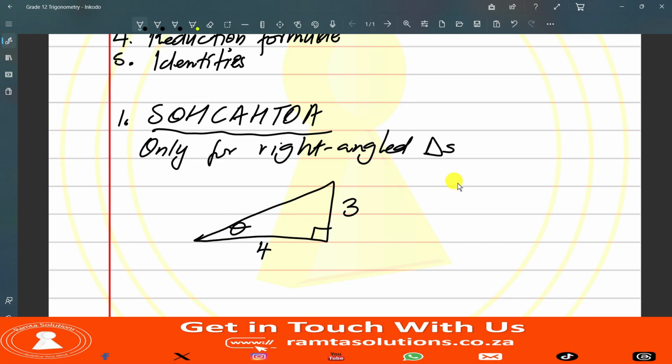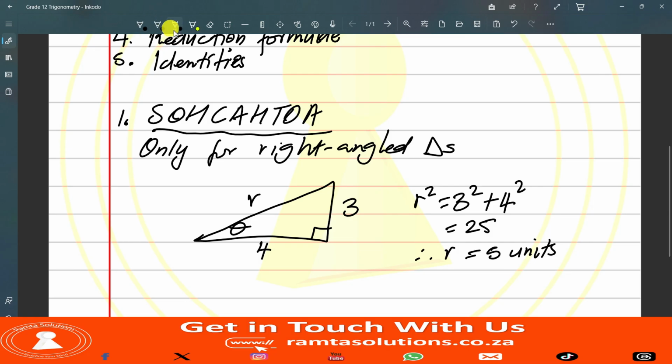And this is theta. We can find the unknown, which is the other side, by using Pythagoras theorem, because this is a right angle triangle. So it'll be 3 squared plus y squared. 3 squared plus 4 squared. This is equal to 25. Therefore, r is equal to 5 units.